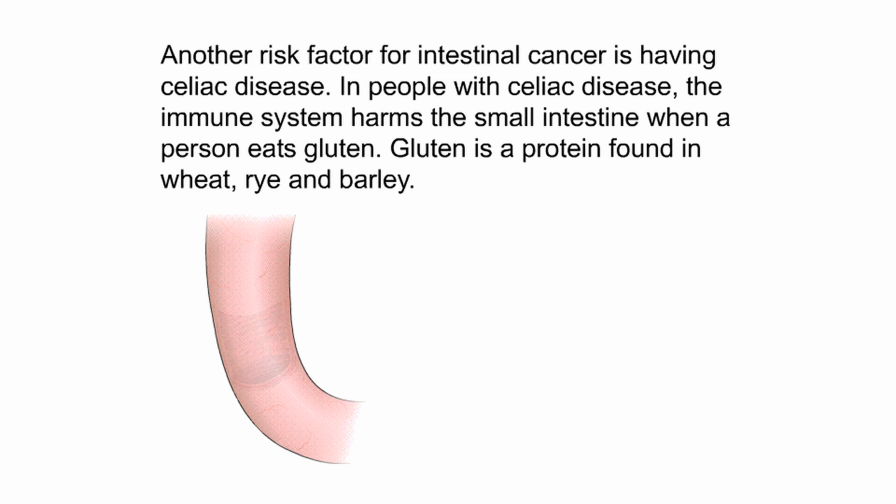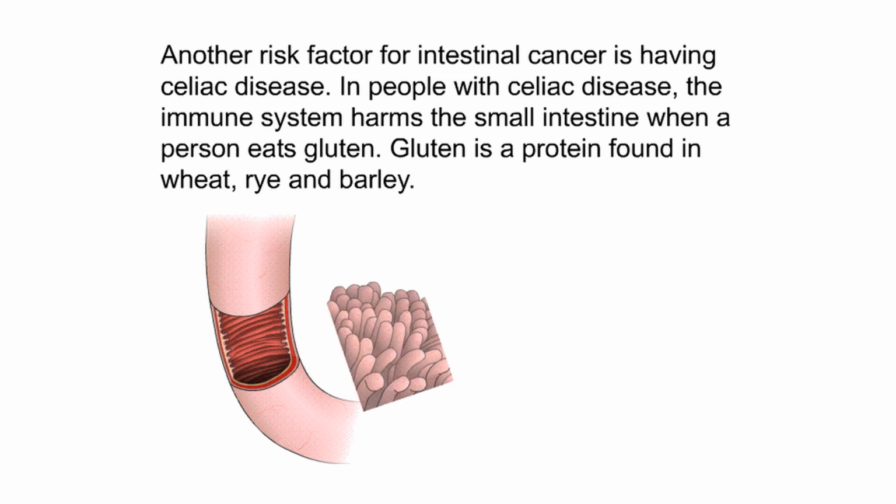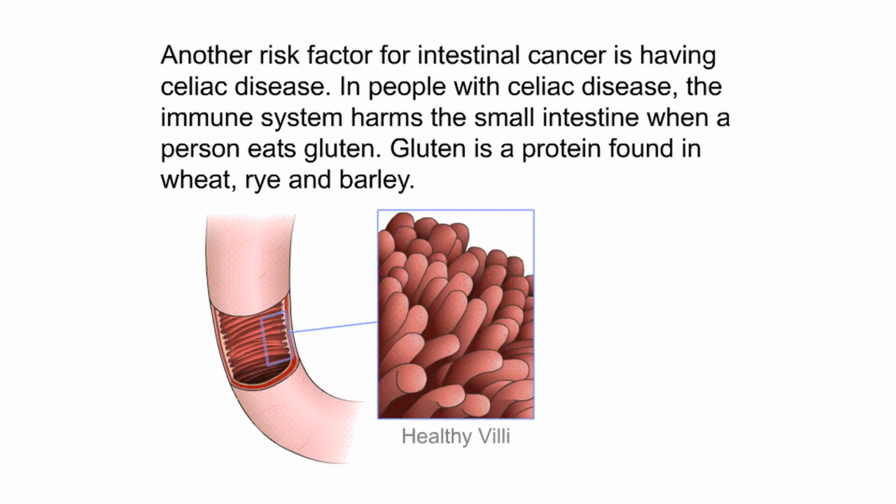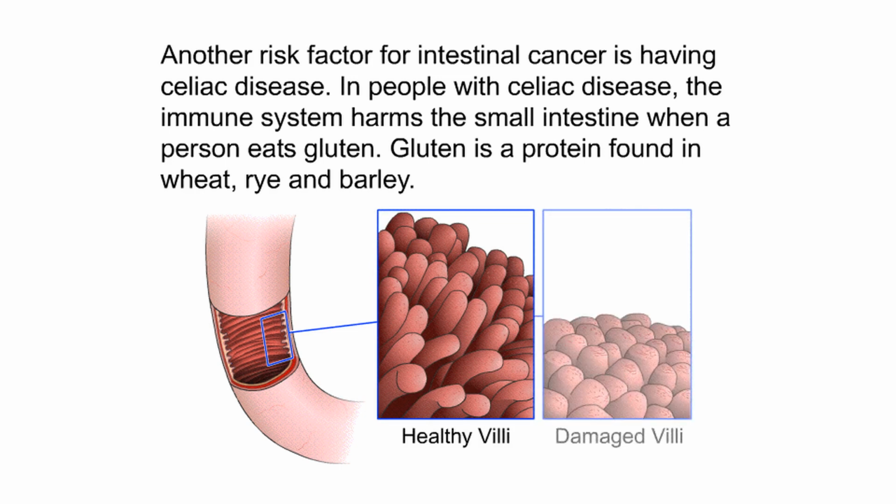Another risk factor for intestinal cancer is having celiac disease. In people with celiac disease, the immune system harms the small intestine when a person eats gluten. Gluten is a protein found in wheat, rye, and barley.